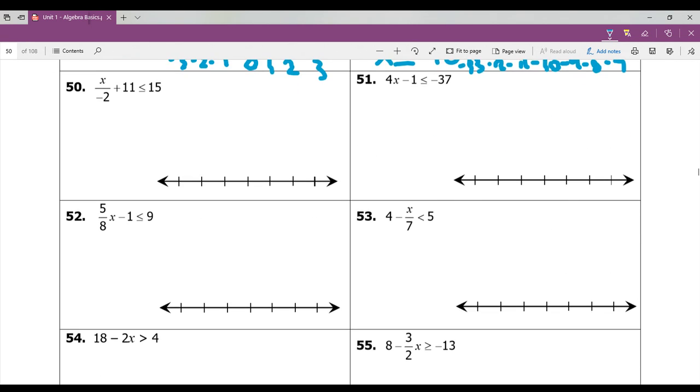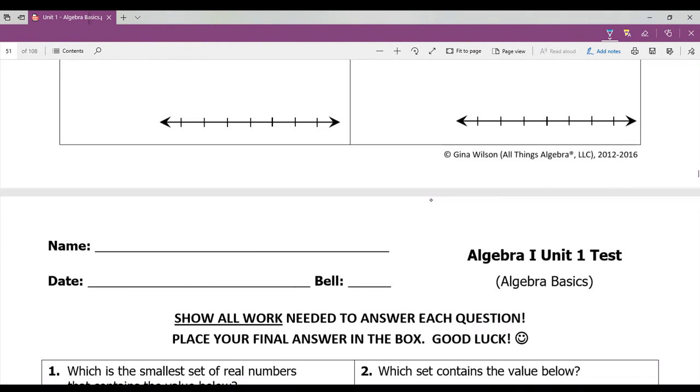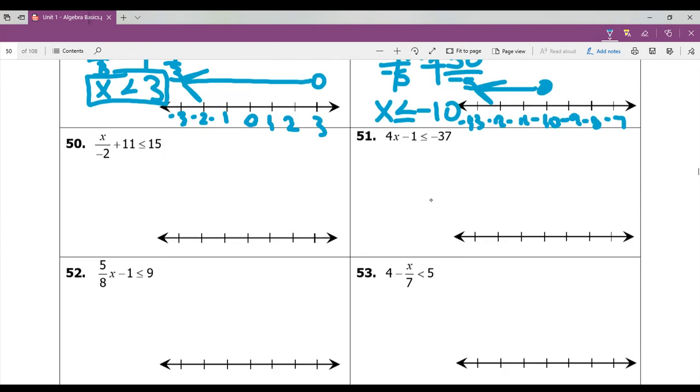Okay, let's do, how much more we got? Okay, almost done.